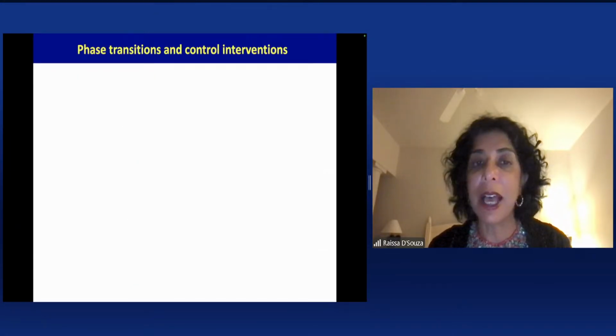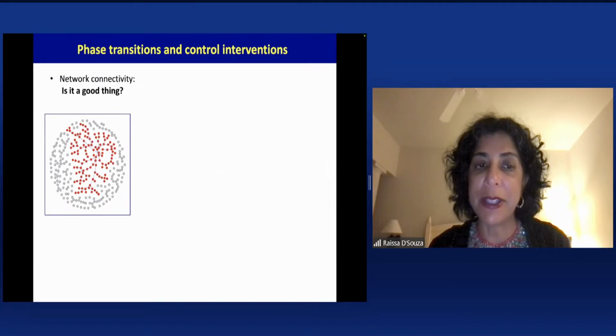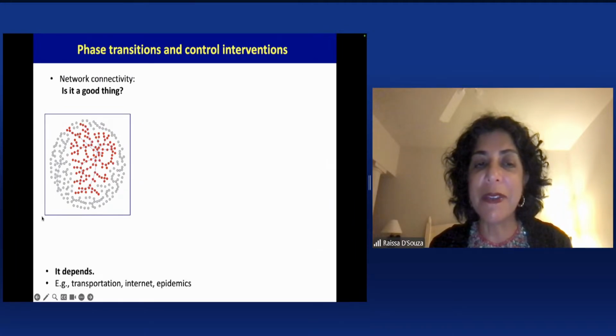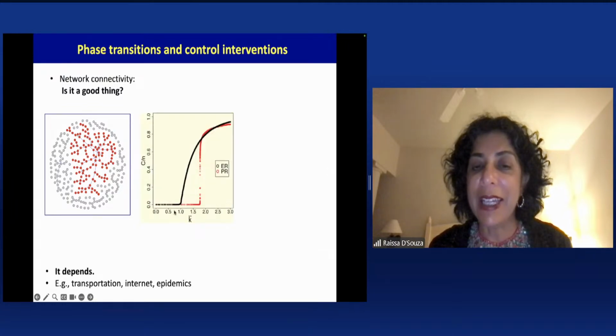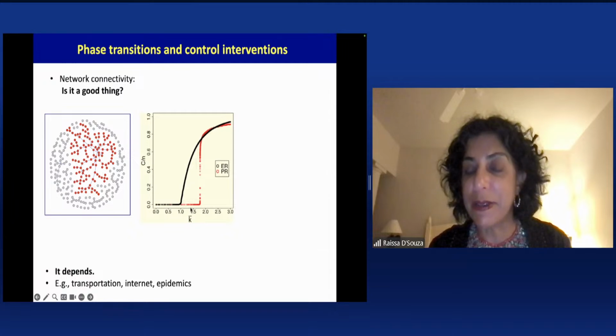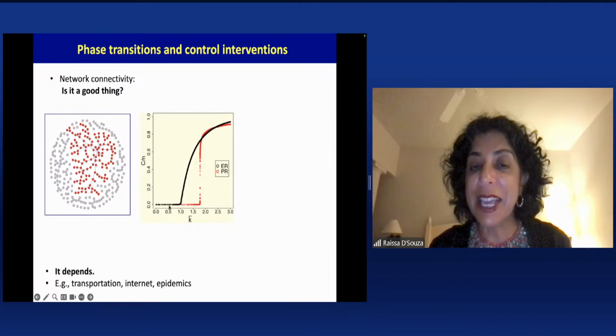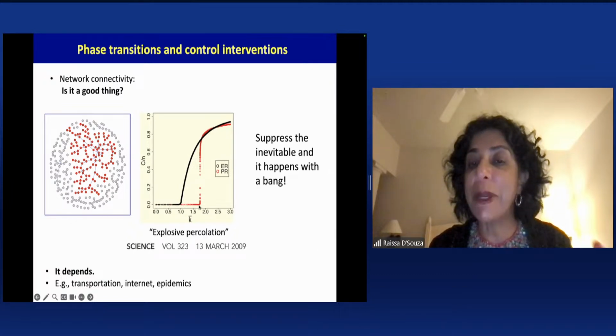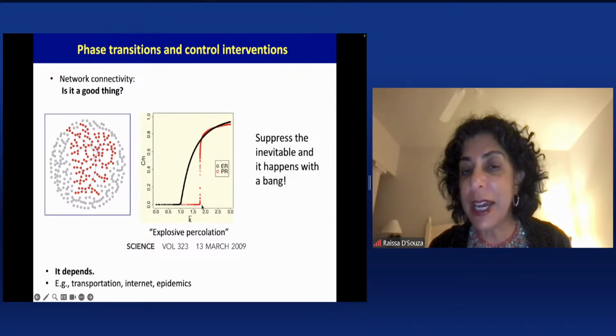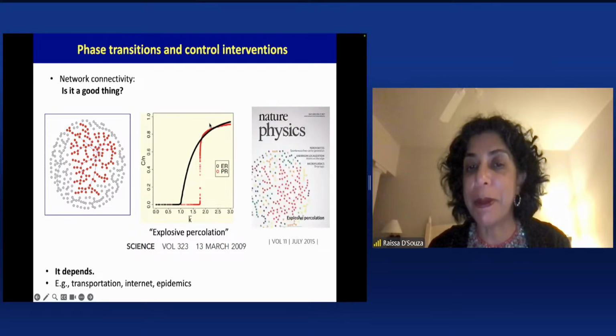And I have personally worked a lot on phase transitions and control interventions, trying to think about the emergence of large-scale connectivity in a network and how we can take a classic idea and delay the emergence of that large-scale connectivity. But what we find is that if we delay the onset of connectivity, it happens in a bang very rapidly. And that's something that we've called explosive percolation. So we can take a classic phase transition and delay the onset of the phase transition, but by delaying the onset of the phase transition, we make it happen in a very abrupt manner.